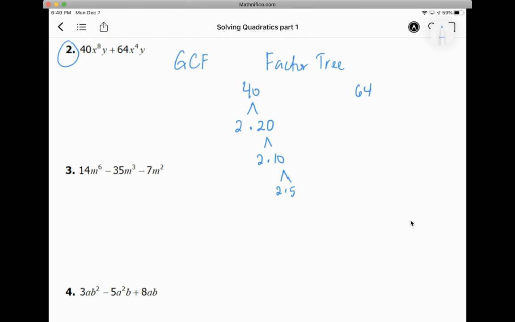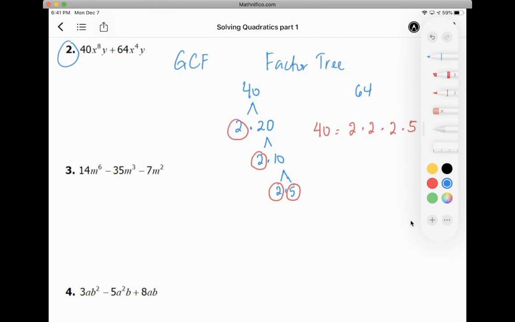So what are the roots of the factor tree? I will have 2, 2, 2, and 5, which means my 40 has factors of 2 times 2 times 2 times 5. Now, how about 64? Let me go ahead and write this down on the other side. So, 40 gives me 2 times 2 times 2 times 5.